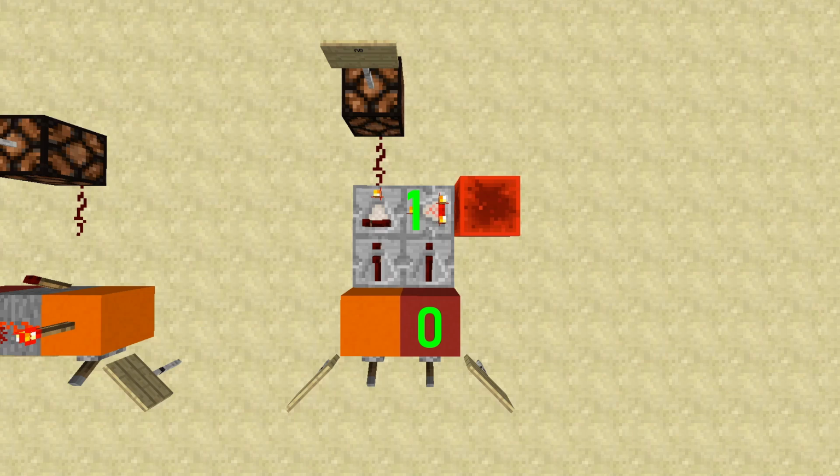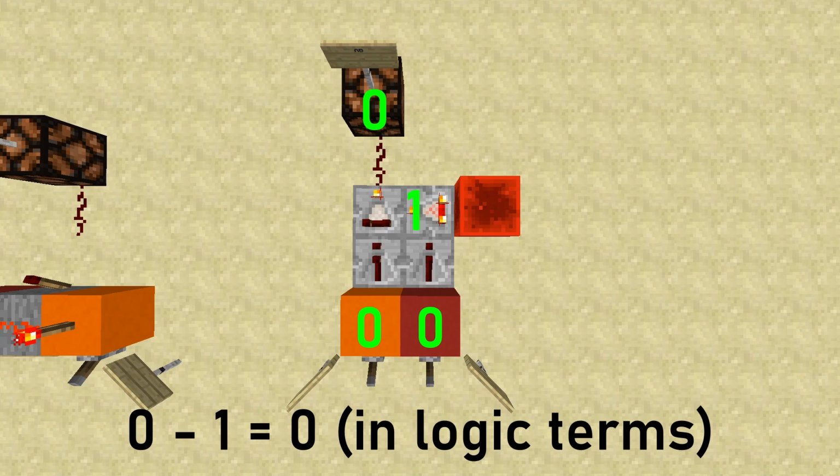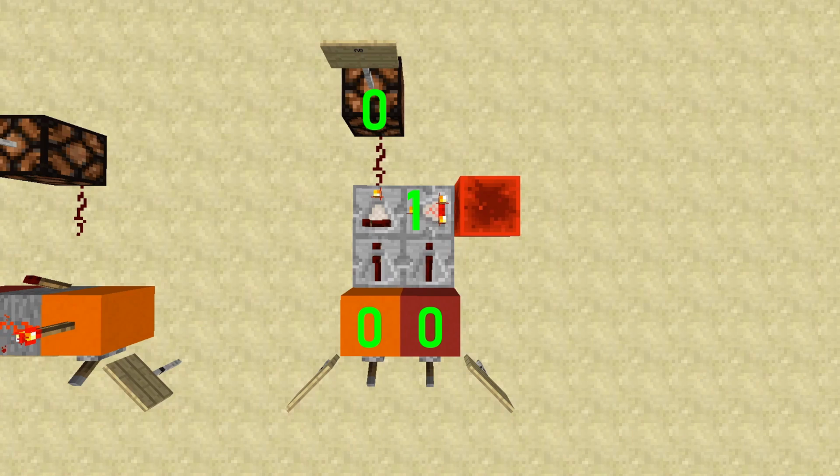Because of this, it doesn't matter what the left signal is, the output will always be 0. You can think of this as the comparator trying to do 0 minus 1, which just rounds up to be 0 or no output. If the left input is on, the comparator is trying to do 1 minus 1, which is also just 0. So no matter what the left input is, if the right input isn't active, the gate will always output a 0.